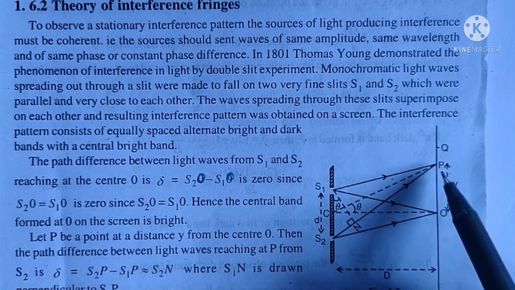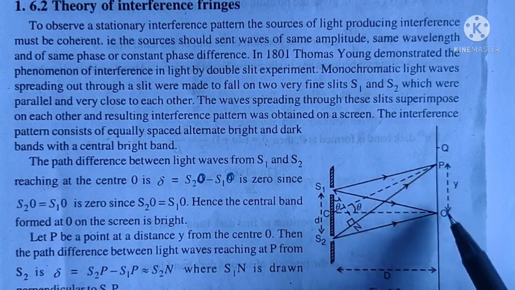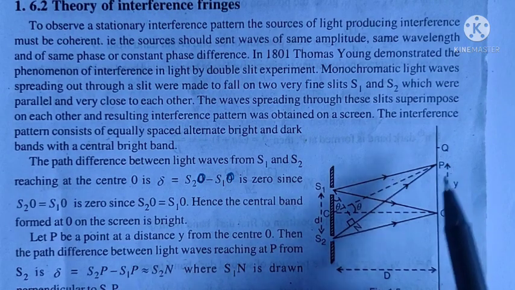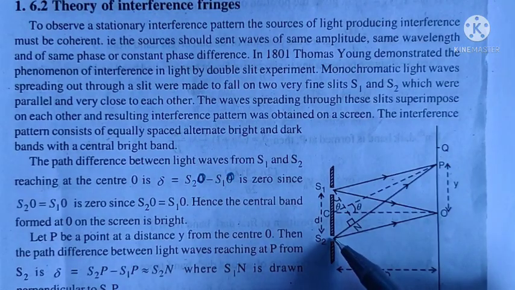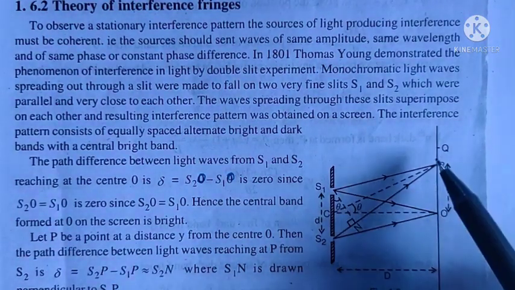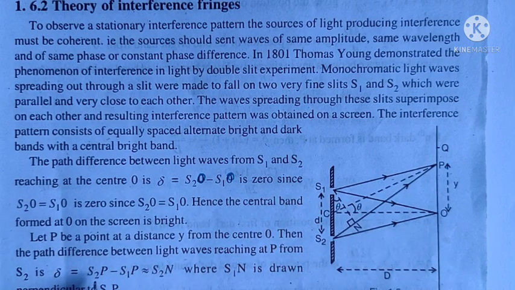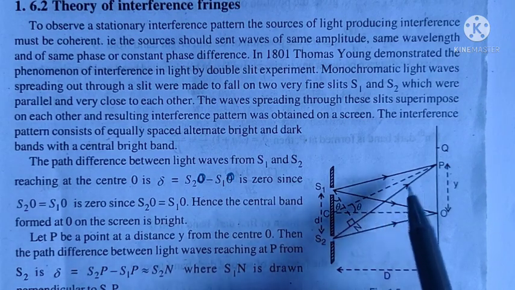Now let P be a point on the screen which is at a distance of y from the central point. Then the path difference between light waves reaching at P from S2 and S1 is, so this is the path traveled by light from S2 to P, that is S2P, and S1P is the path traveled by the light from the slit S1. So S2P minus S1P will give you the path difference between these two light waves.